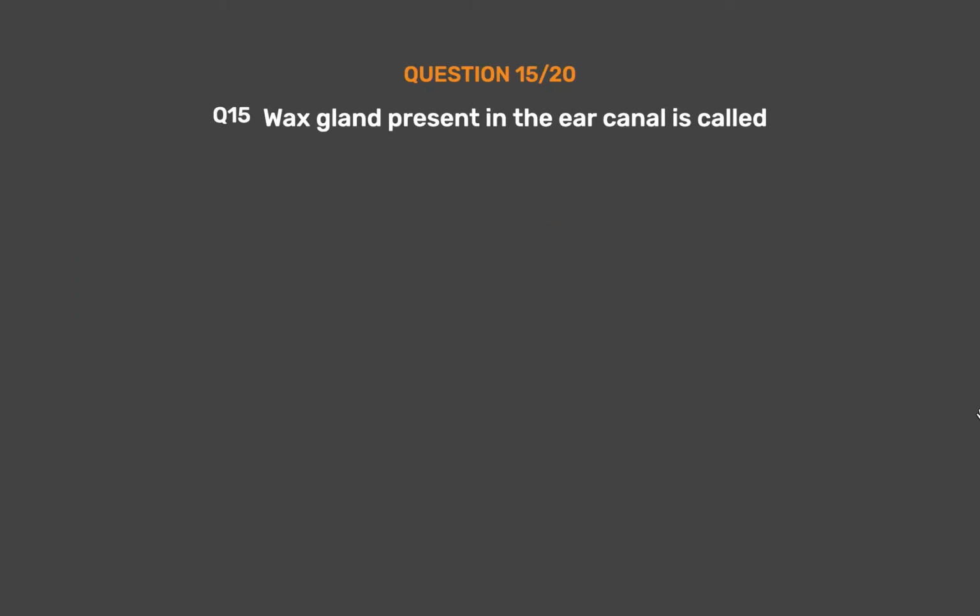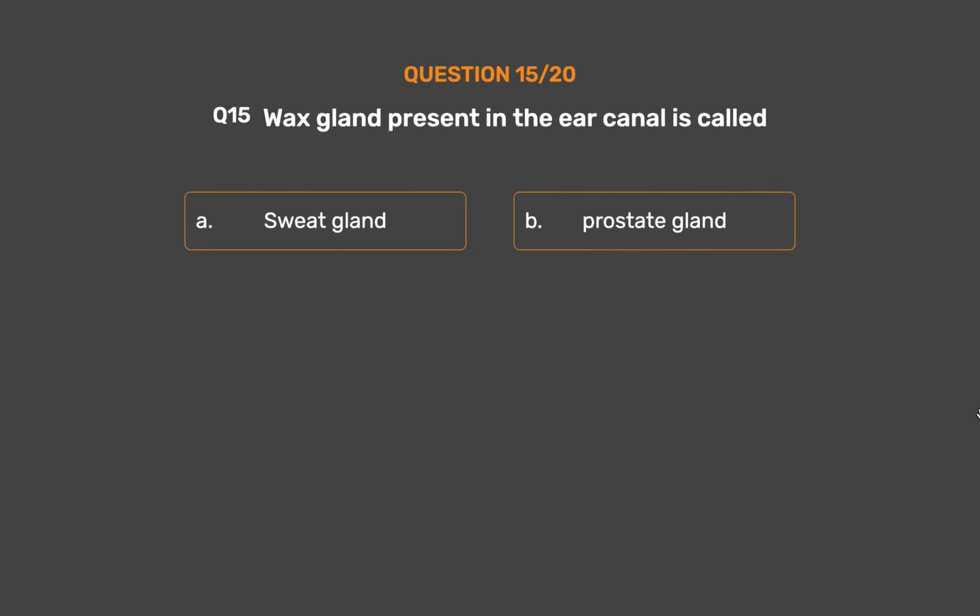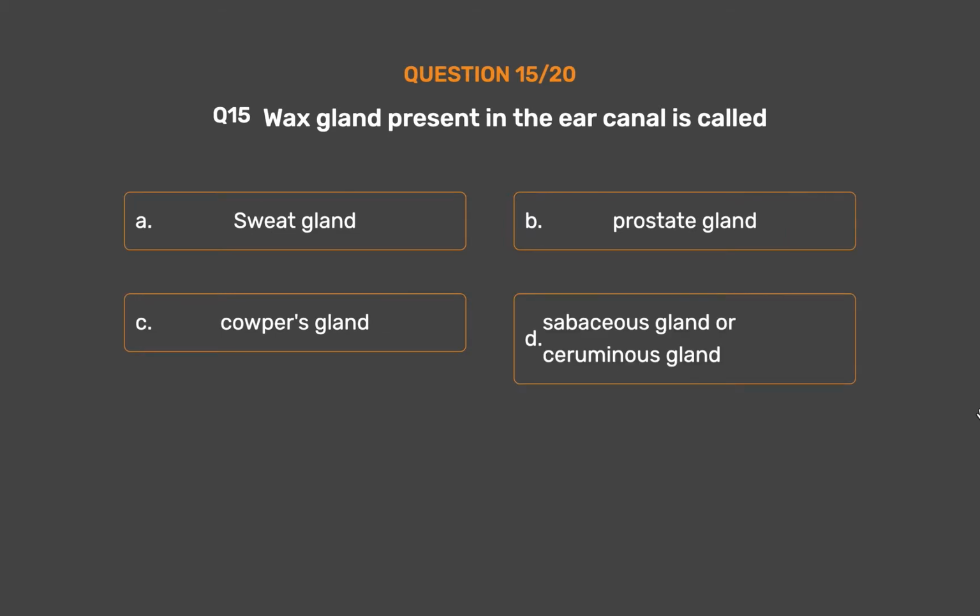Question number 15. Wax gland present in the ear canal is called: Option A, sweat gland. Option B, prostate gland. Option C, Cooper's gland. Option D, sebaceous gland or ceruminous gland.